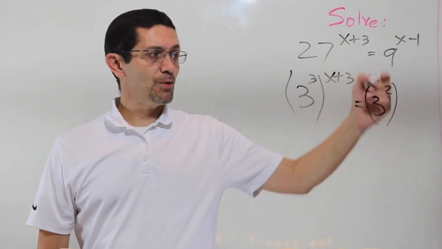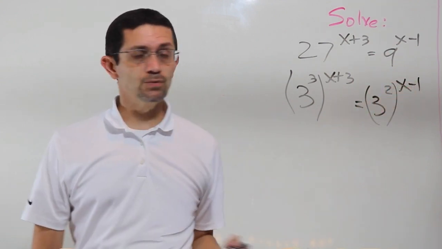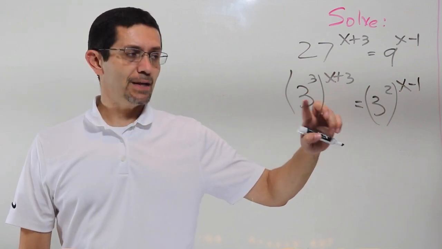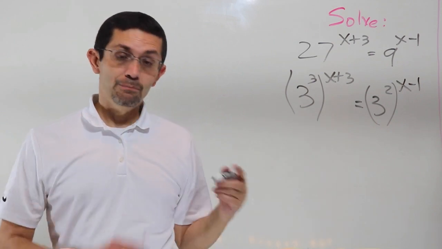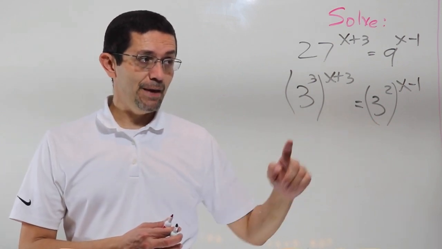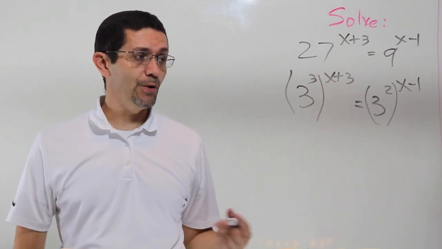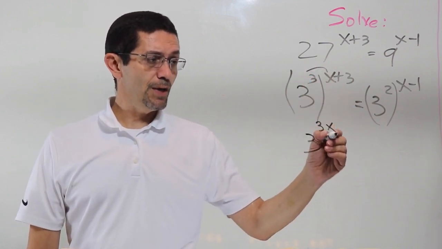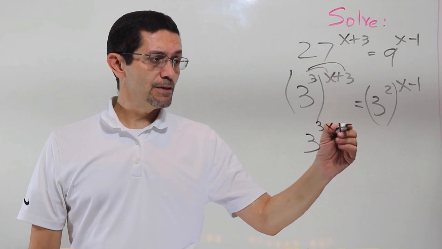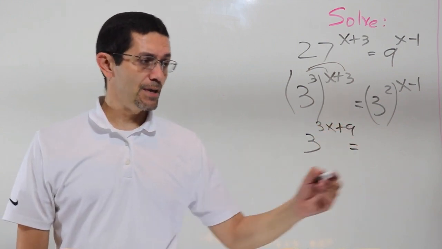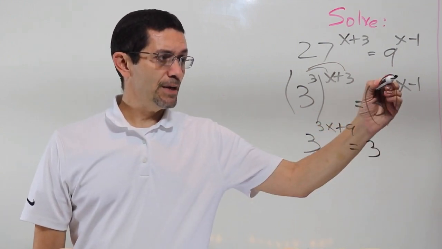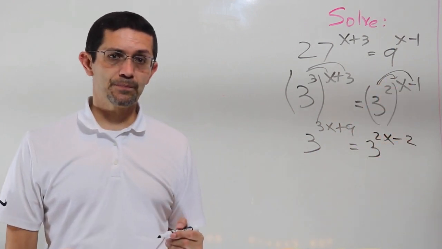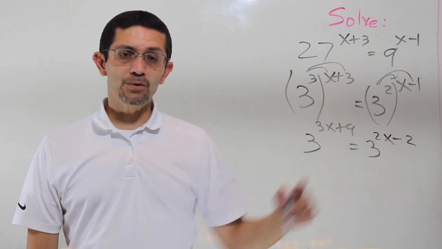But again, I have an exponent on the outside, which is x minus 1. All right, what do I do when I have 2 powers, 2 exponents? I multiply them. So, well, hold on. I have the same base. Let's multiply the exponents, and then we keep going. So I have 3 to the 3 times x is 3x. 3 times 3 is 9. The other side, 2 times x is 2x. 2 times negative 1 is negative 2. Same base, exponents are equal.